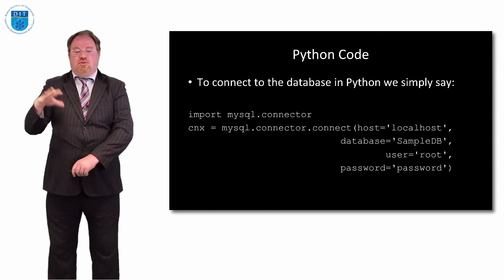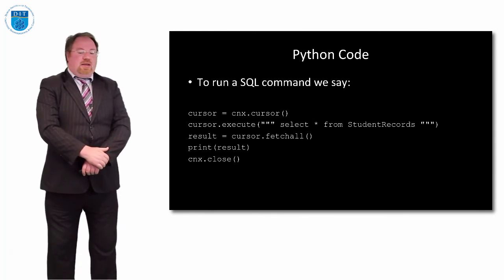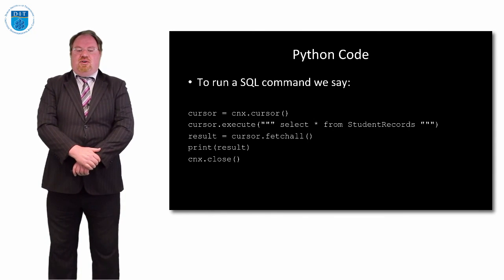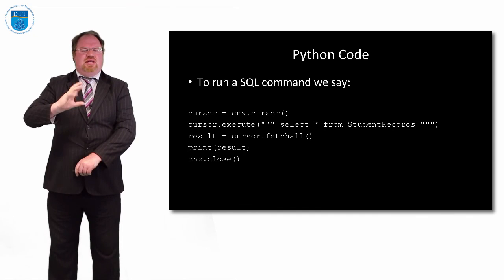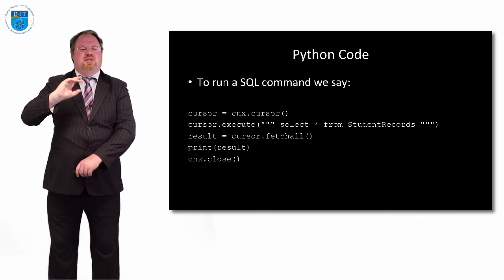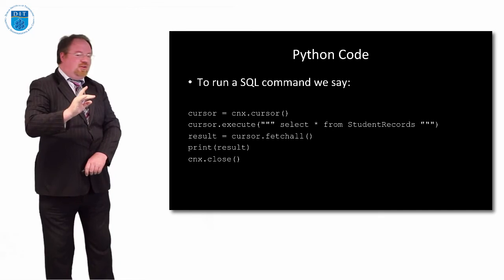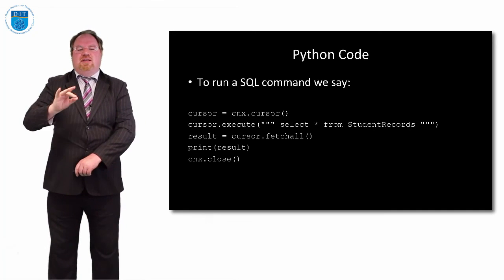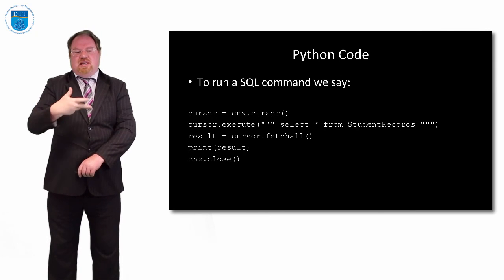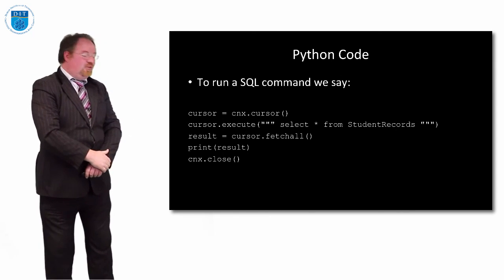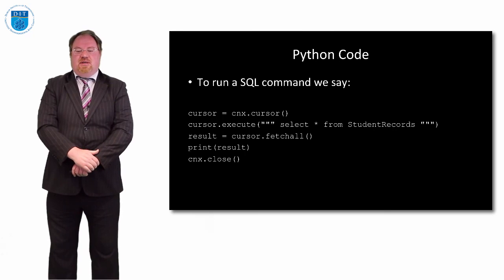And now the code to do a query. We can see the SQL code there in the middle. Select star from student records, which means print out everything in the table student records. To execute it, we need to tell our connection, I'm going to send you a command, and we call that creating a cursor. We send the command, and then we ask it, give me the result of that command. So cursor means I'm going to send you a command, execute it, runs it, and then fetch all means get it back. And then when we print out the result, we close the connection to the database.